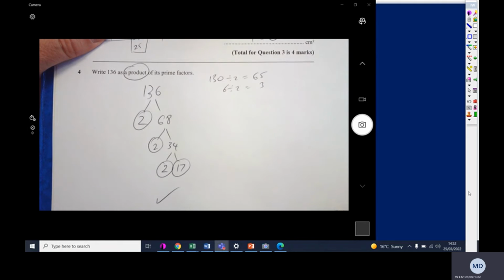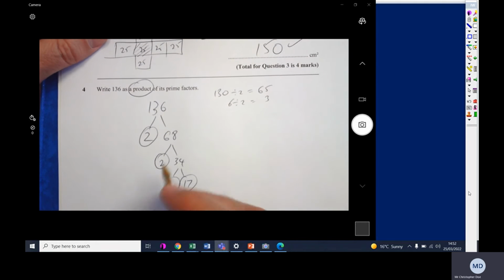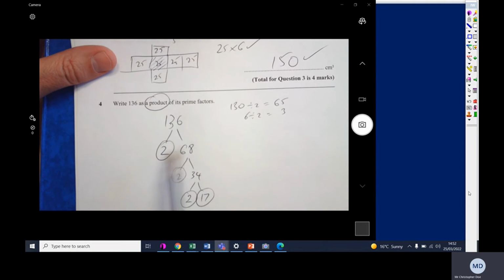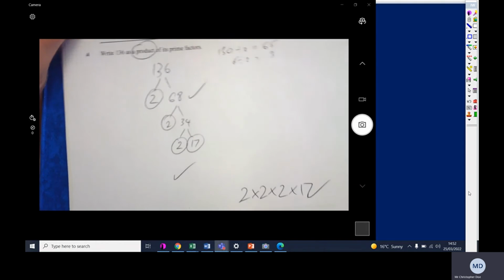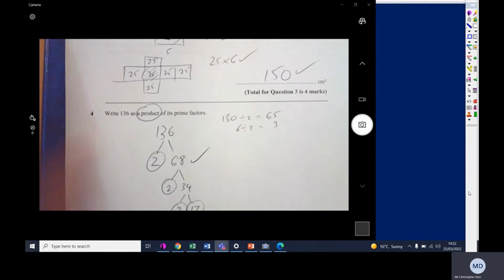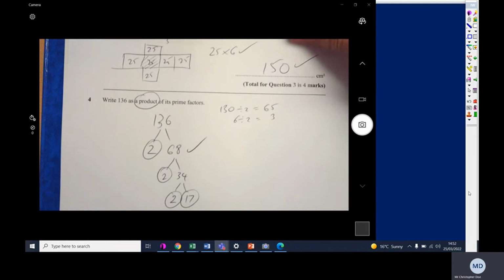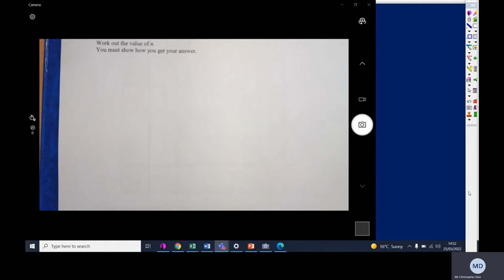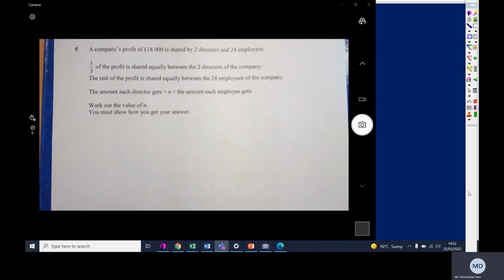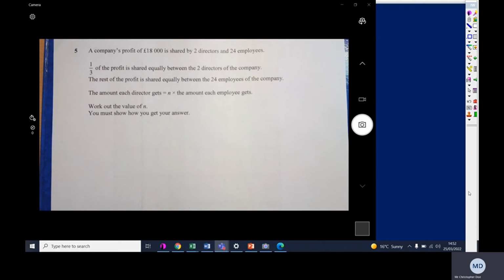So it's worth 3 marks altogether, 1 for the answer, 1 for getting at least 2 correct factors, so maybe getting to 68, and then a second mark for getting the whole factor tree done. 3 marks there. Really, if you're going to get a high score or improve your score, you need to be working on getting really high marks, practicing these first few questions.